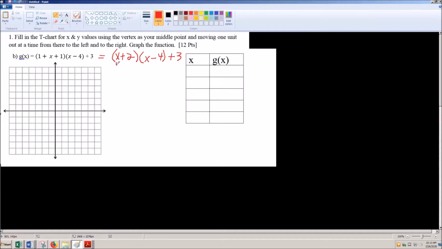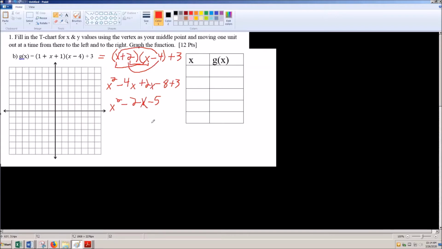So what I'm going to be doing is foiling these two things. So this gives me x squared, and I get my outside part, which gives me minus 4x, my inside part, which gives me plus 2x, and then I get minus 8, and I get plus 3. So again, my outside, inside, last here. And so now as I look at this, I'm just going to add my like terms. So I get x squared minus 2x minus 5.